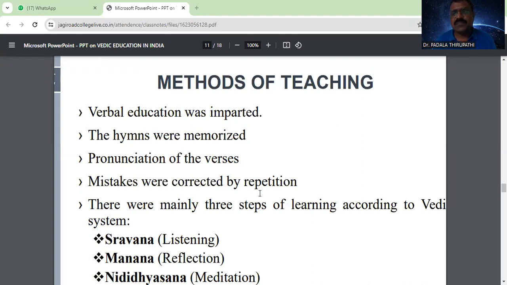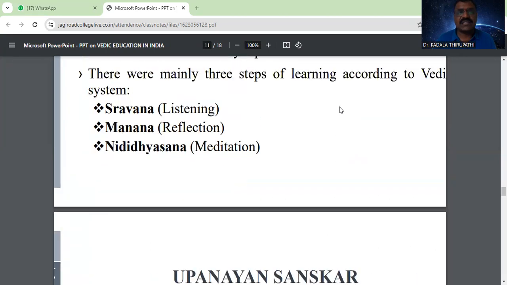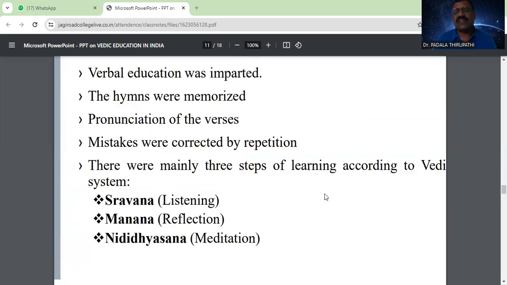And there were mainly three steps of learning according to the Vedic system. Sravana, Manana, Nididhyasana. These are the three steps of learning. Sravanam, that is listening, through the use of our ears. Active listening is most important. The second one is Manana, reflection. In silent mode, you should reflect on what you listened to. And the third one is Nididhyasana.